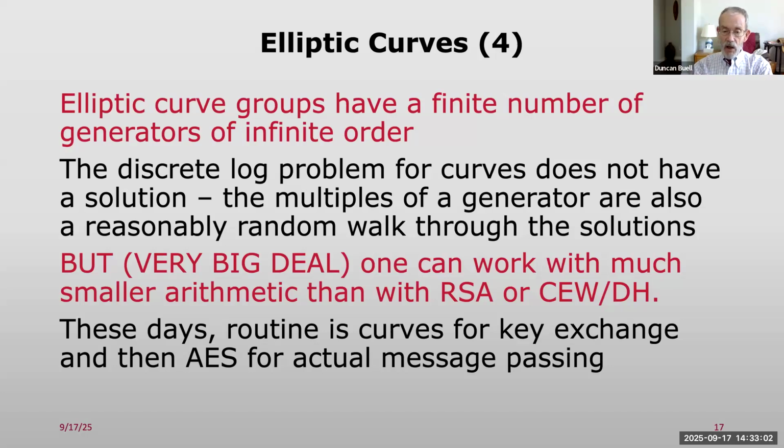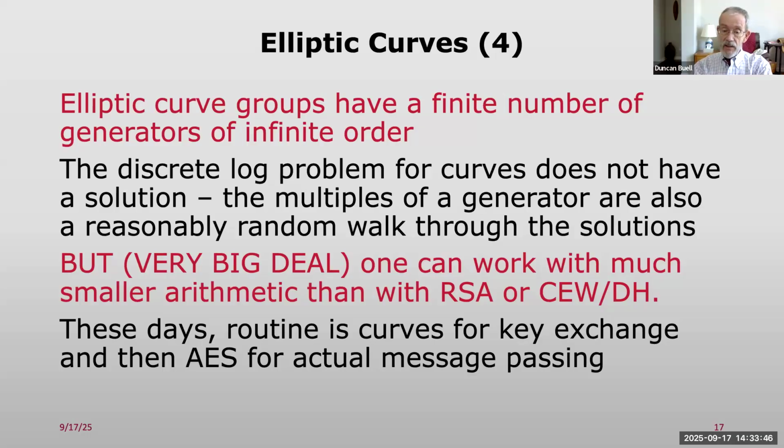So the discrete log problem for elliptic curves is just as hard as the discrete log problem for primes, or 2 primes, but one can work with much smaller arithmetic. So these days, the general consensus seems to be that for traditional RSA, you need 4096-bit arithmetic. For comparable security using elliptic curves, you need maybe 512-bit arithmetic. So the computational cost is just much, much smaller.